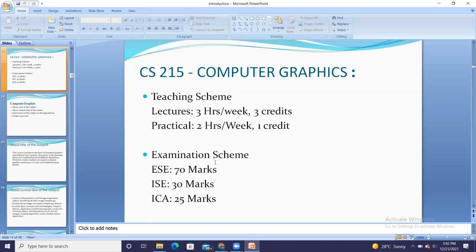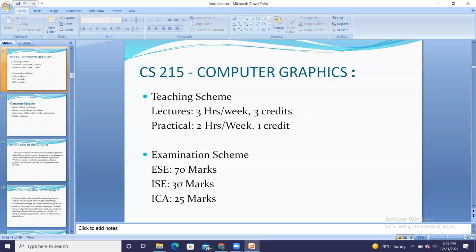Now, what is the examination scheme? This subject has a 70 marks theory paper, then 30 marks ISC. So the external exam is of 70 marks, the internal exam is of 30 marks, and you have 25 marks term work. Okay, so this is the examination scheme. The 70 marks theory paper is at the end of the semester. For ISC, 30 marks weightage is given, and for that we are going to conduct 2 ISC exams.